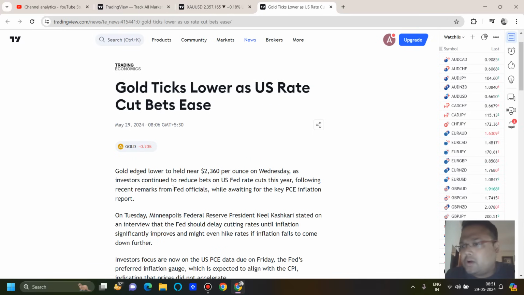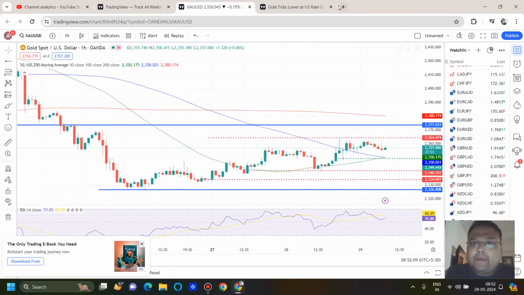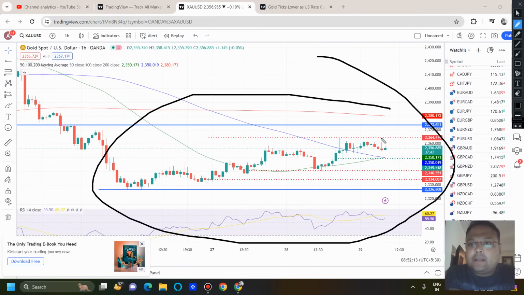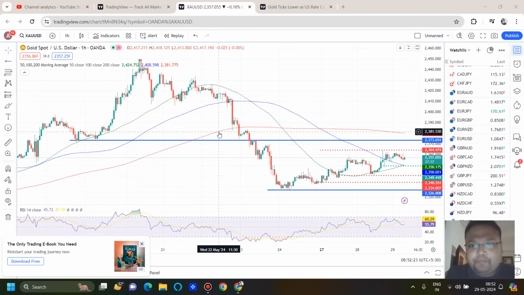On Thursday, or tomorrow, we have news coming up, initial jobless data, but the market is mostly waiting for the PCE inflation report. So we can expect that though the market seems to be in an uptrend, the market will remain within the range only till tomorrow or the day after tomorrow. So you need to plan your trades accordingly.